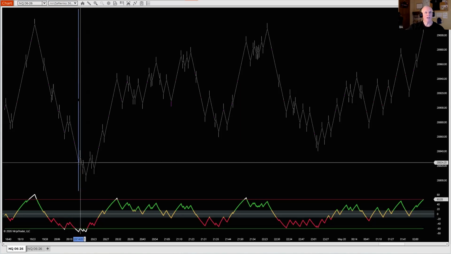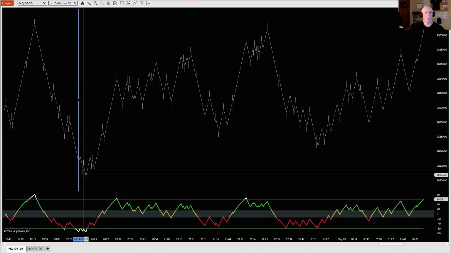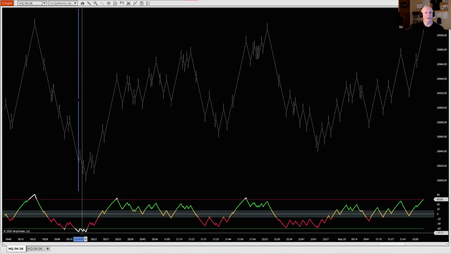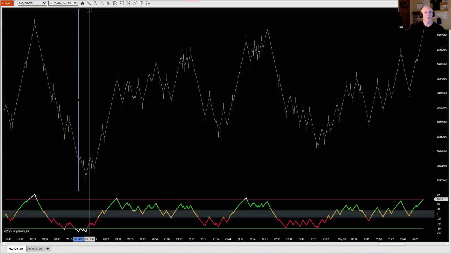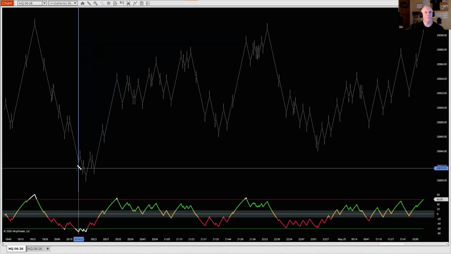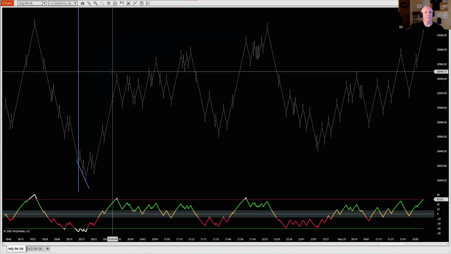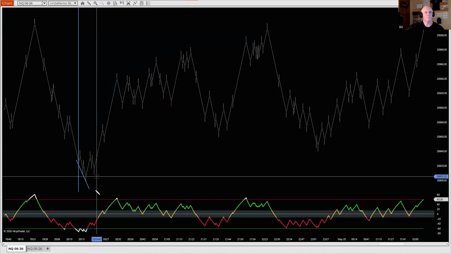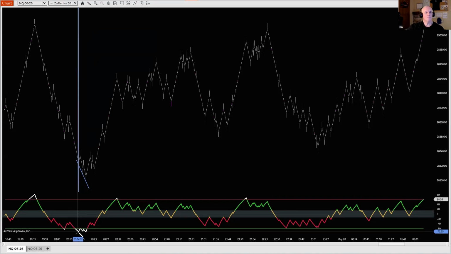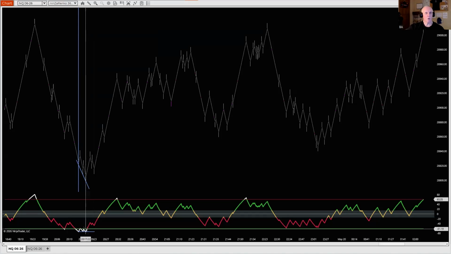We get a rally, we come down. Now we have a lower price, and we haven't made a lower low yet in the indicator. I mean, this is so close. It's actually math that gives you the divergence. So here we have the lower price and the equal or slightly higher low in the indicator.